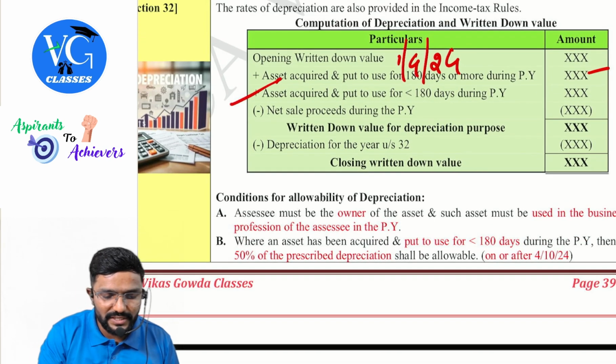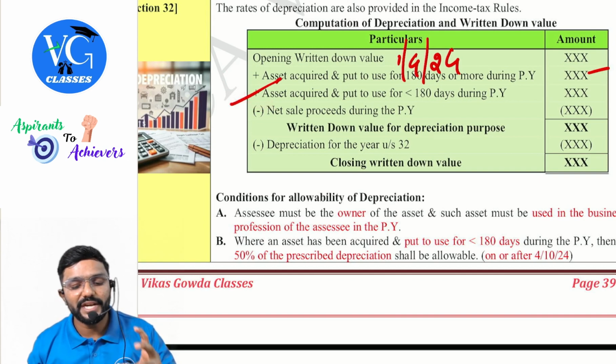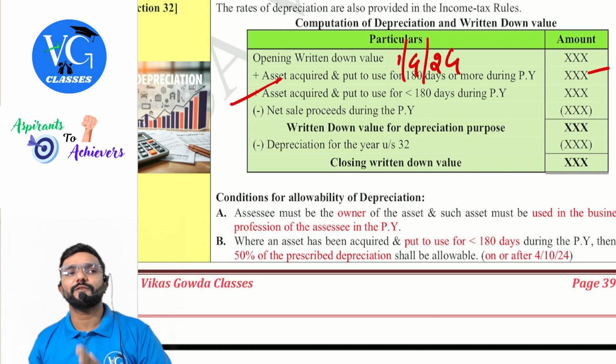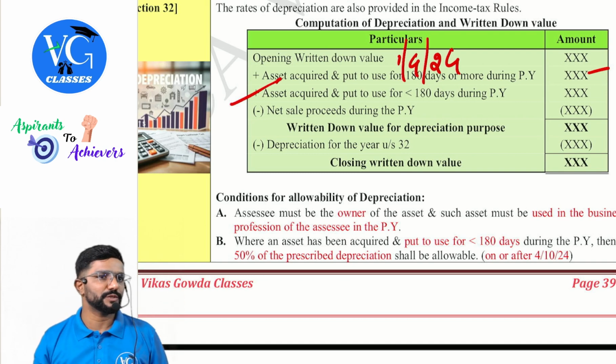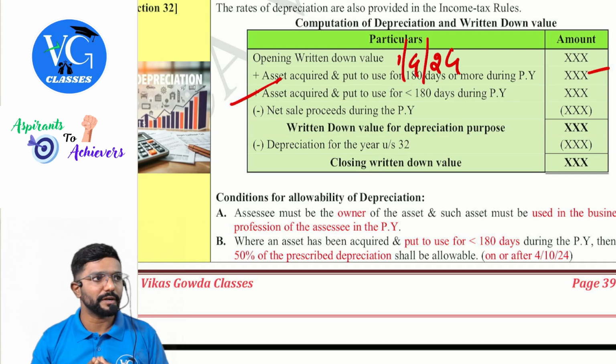Fine, sir. Both the purchases, should I record it separately? Yes, guys. Please record it separately. Then net sale proceeds during the previous year. If any asset is sold, it will go out of the block. Only sale value we have to reduce. And when the asset is sold from the block, we never calculate profit or loss on sale of such asset under the income tax law. In your accounts, you will do it, but not in your taxation.